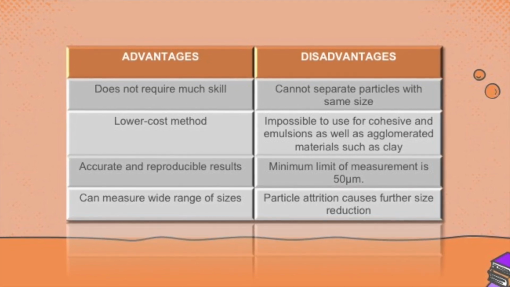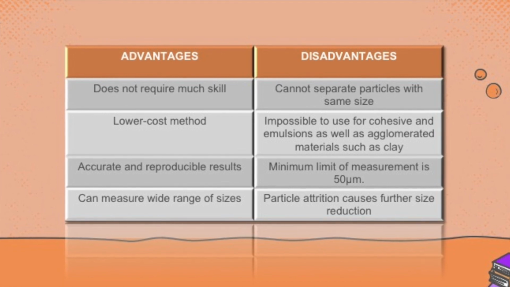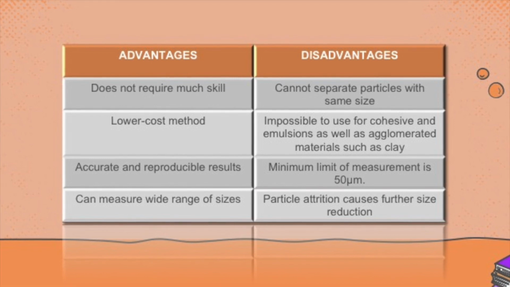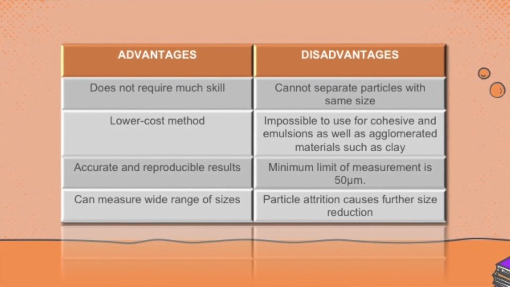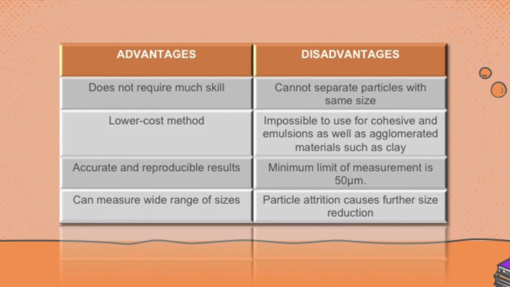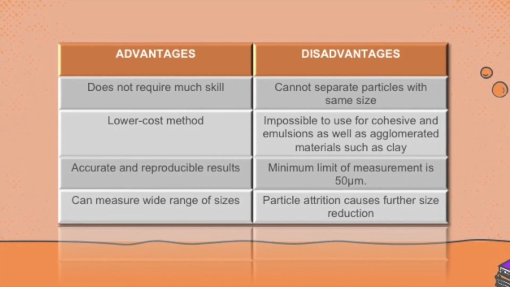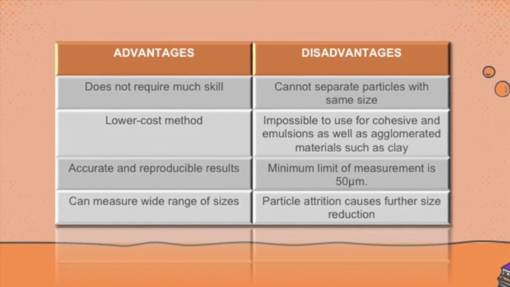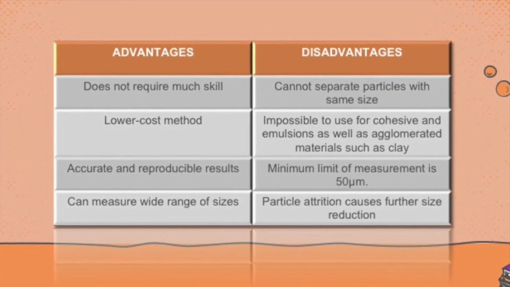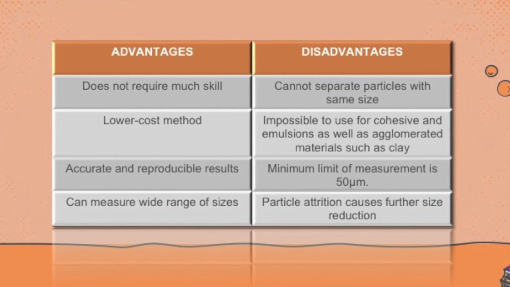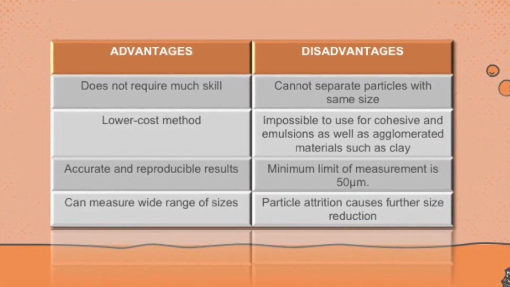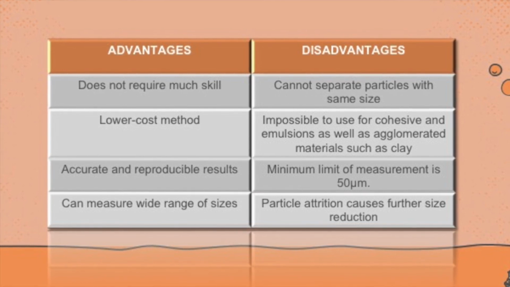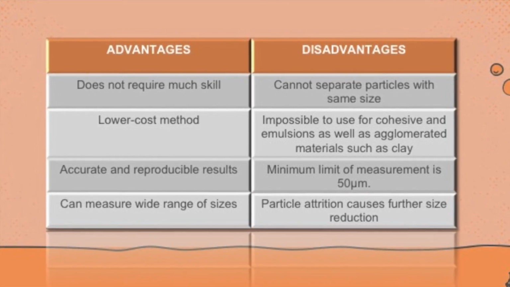So, of course, we also have the second disadvantage. It is impossible to use sieving for cohesive materials and emulsions as well as agglomerated materials such as clay. When the particles coagulate, it might clog the mesh or make it a lot more difficult to separate materials. Then third is that the minimum limit of measurement is about 50 micrometers. So anything a lot smaller than that would be a lot more difficult to sieve or screen.